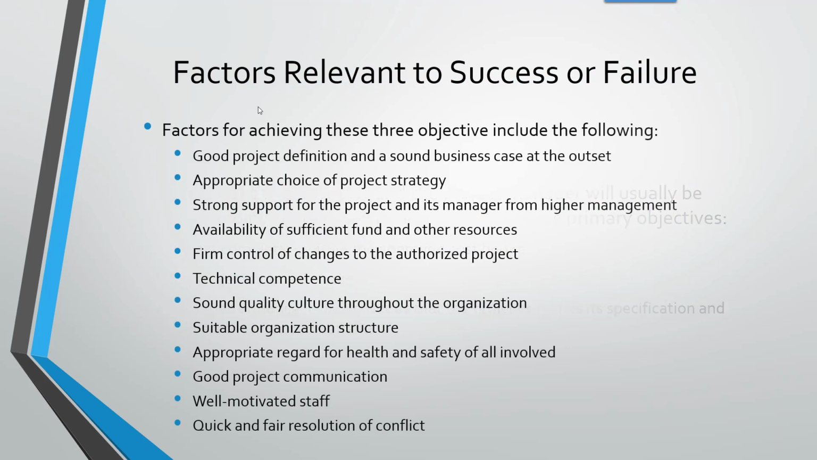Okay. All right, so in addition to those big three, there's other objectives that are smaller, and maybe not all projects meet these, but good project definition, sound business case at the outset. So you could still have those three outcomes and maybe not have a good project definition at the beginning, but maybe you have a really good project manager and they could overcome it. Appropriate choice of project strategy, strong support from higher management, sufficient funding and other resources, firm control of any changes to the authorized project, right?